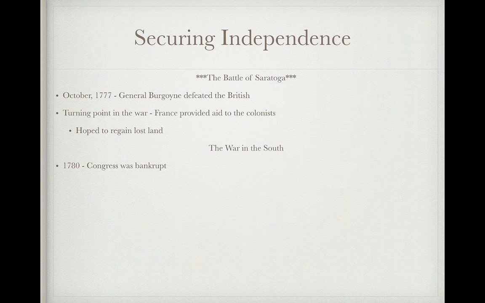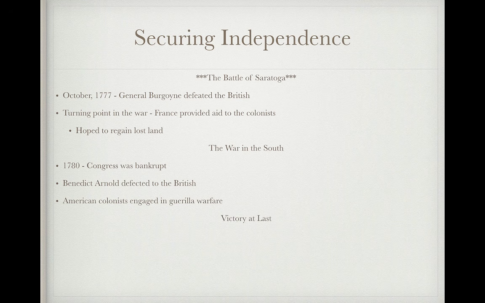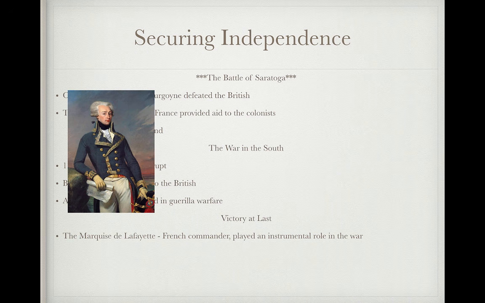In 1780, it was a really bad year. Congress was almost bankrupt. Benedict Arnold, he defected to the British side, became known as America's most famous traitor, and American colonists engaged in guerrilla warfare throughout much of the South. Now, Marquis de Lafayette, he was this French dude, became buddies with George Washington. He played an instrumental role in the war.